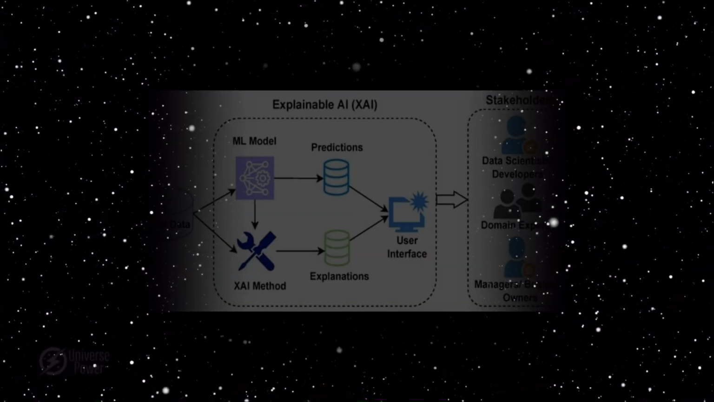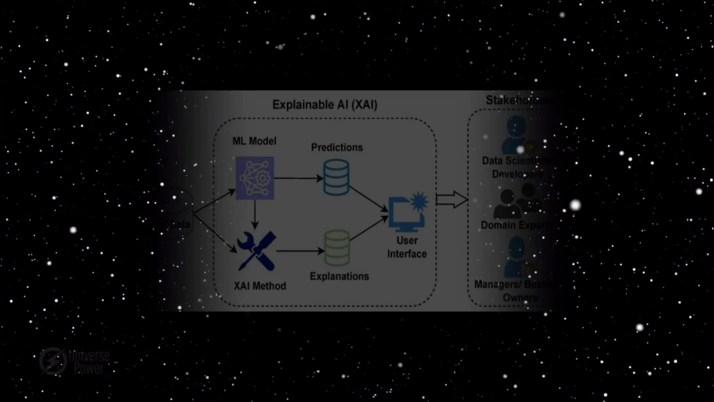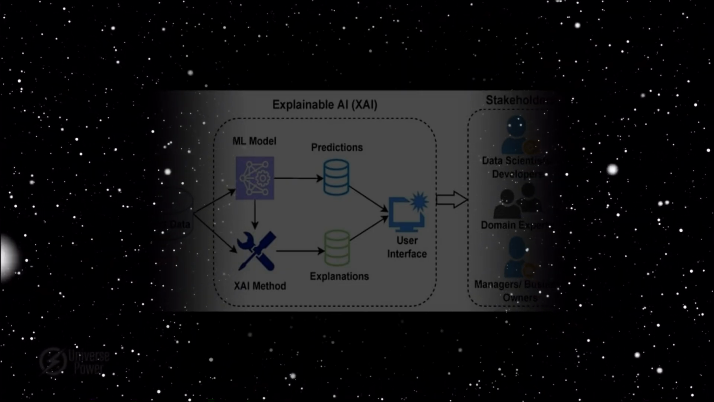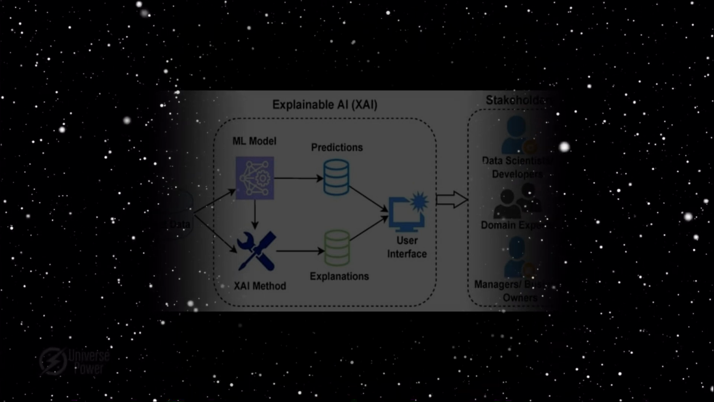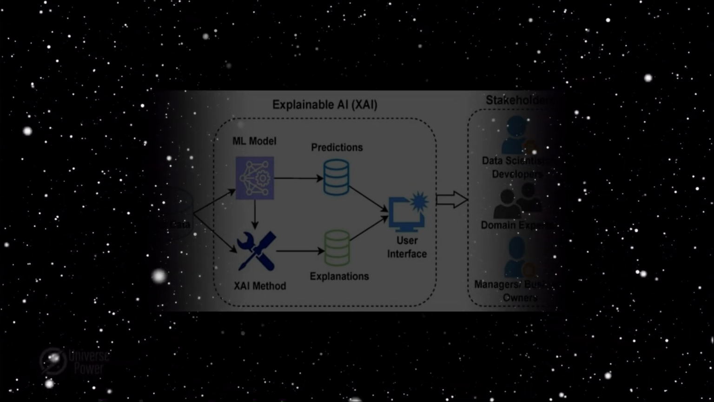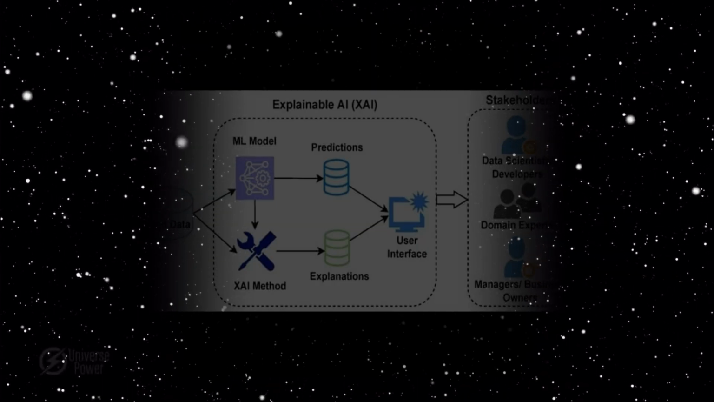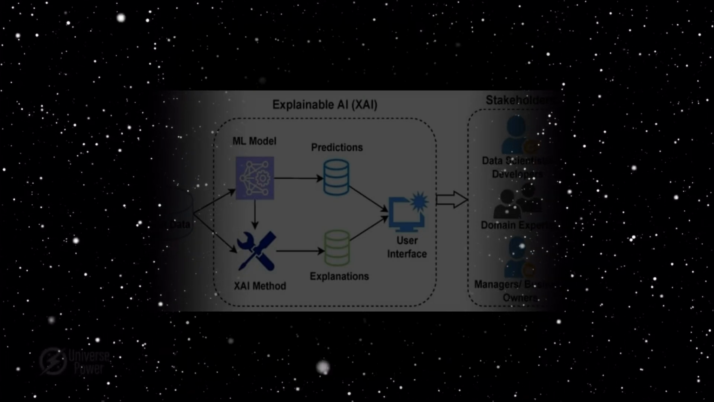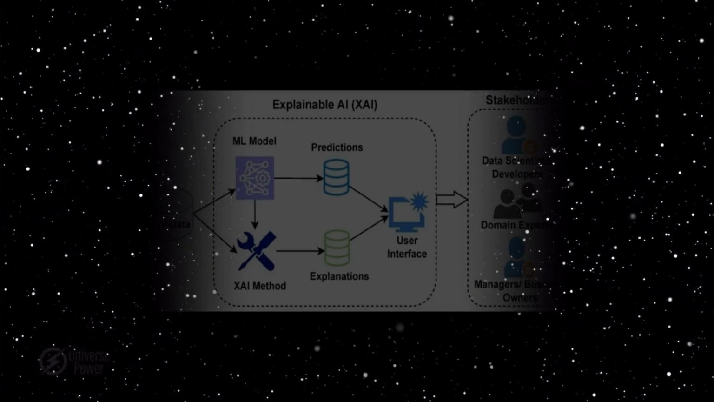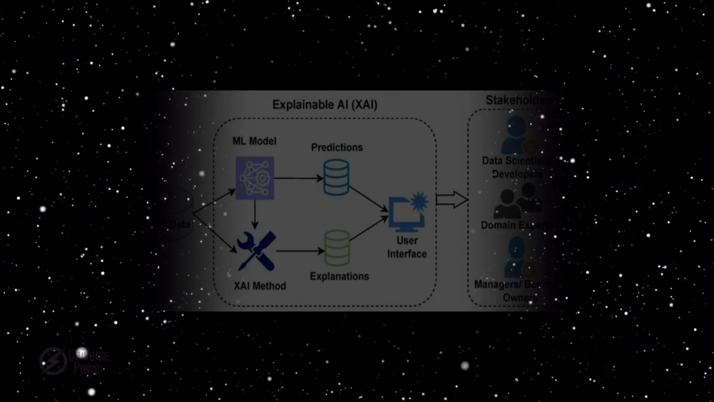Explainable AI, or XAI, arose to address this. Researchers developed methods to make AI decisions interpretable, highlighting which data influenced outcomes. For example, a medical AI could show which features of an X-ray led to a cancer diagnosis. Explainability wasn't just a technical goal, it was essential for building public trust and ensuring accountability in intelligent systems.